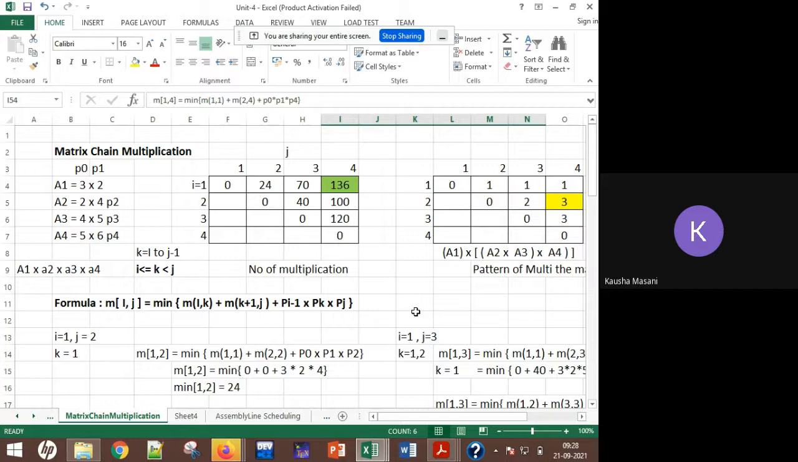Matrix chain multiplication, because many of you are still doing Strassen's matrix in matrix chain. Strassen's matrix is the one ahead, that is your Strassen's matrix. This is matrix chain multiplication. So we will do this one tomorrow. You can just revise it, have a look once.